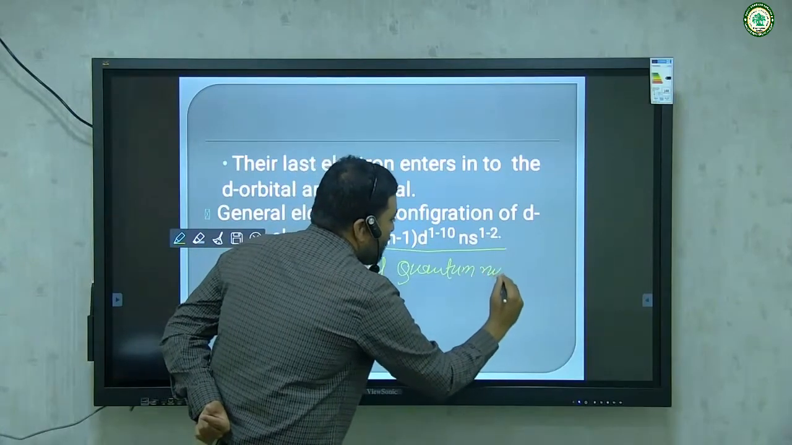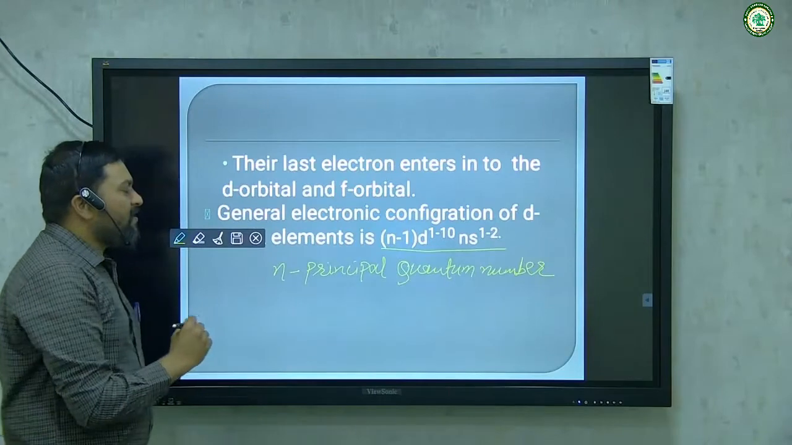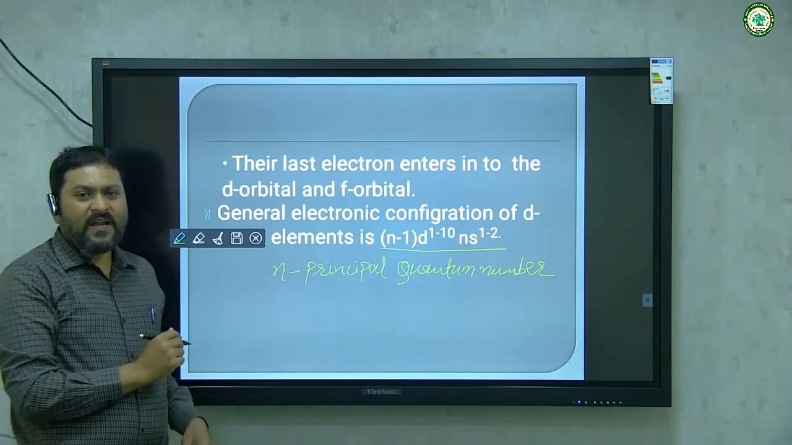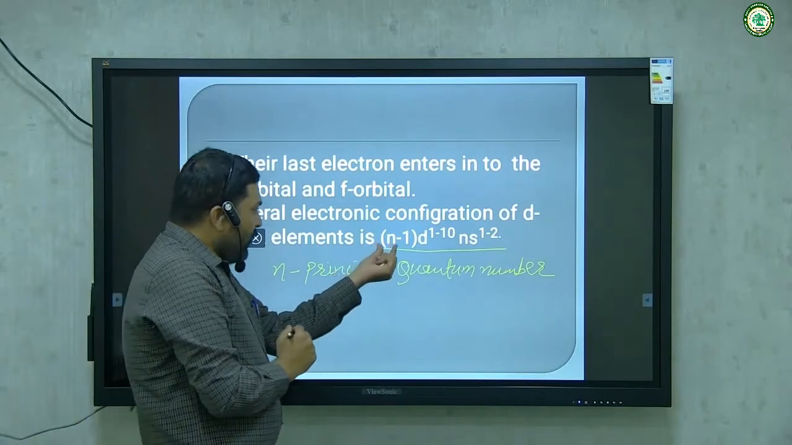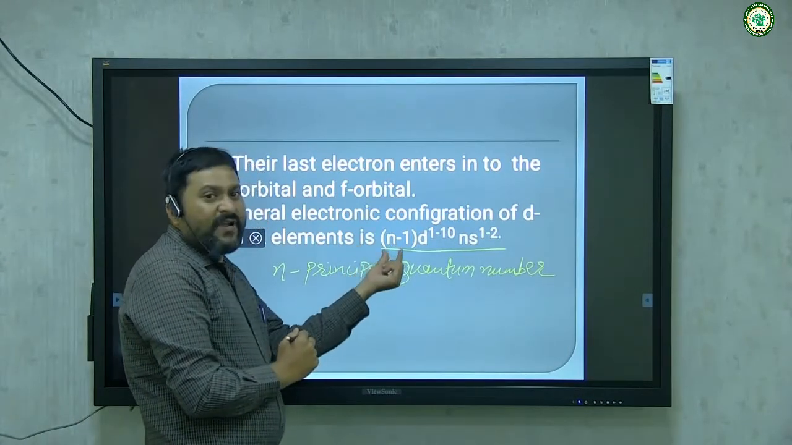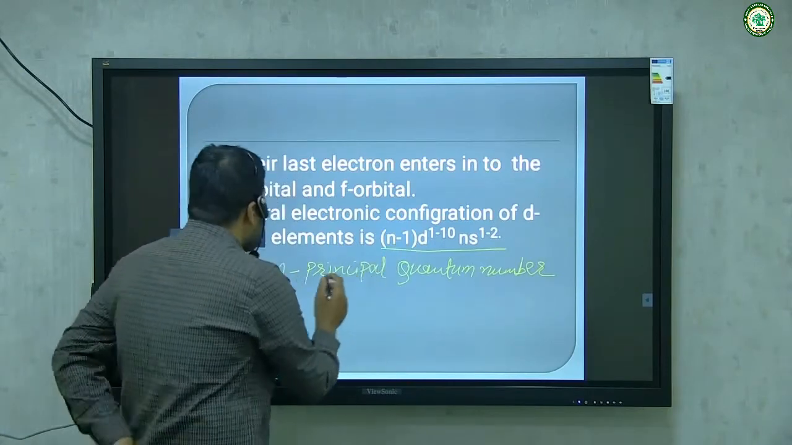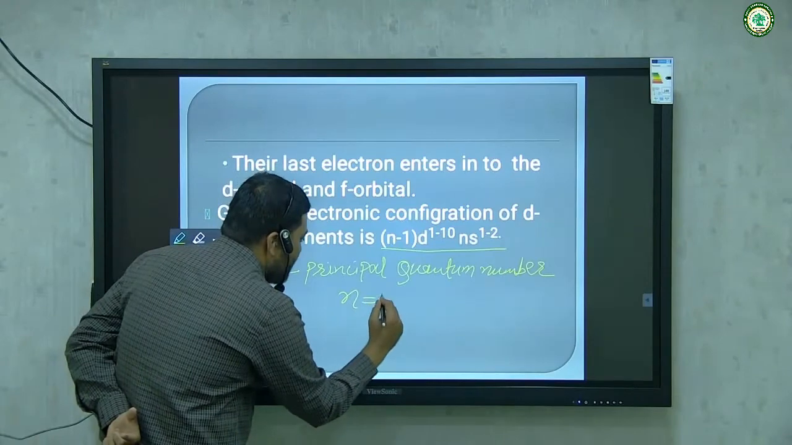We have seen what is the meaning of that principal quantum number. When we put the value of that n, we get the 3d subshell, and we know that for the d subshell the value of n is nothing but 4.